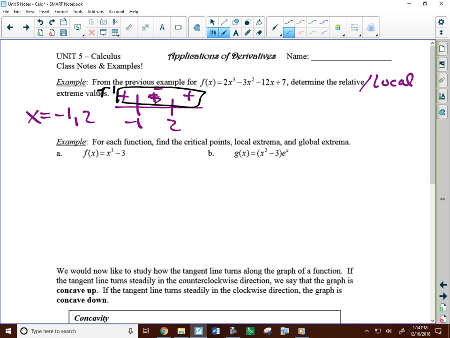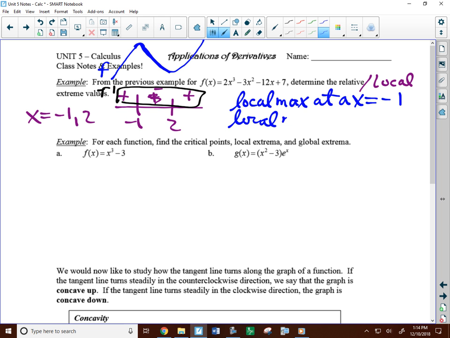So the original function was increasing up to -1, then it was decreasing to 2, and then it was increasing. So I can conclude from the first derivative test that there's a local max at x equals -1, and there's a local min at x equals 2. Max because it was increasing and then decreasing, min at 2 because it decreased and then increased.